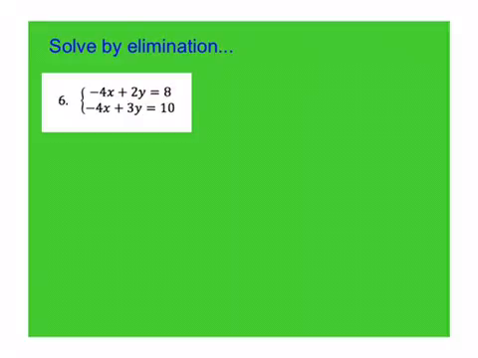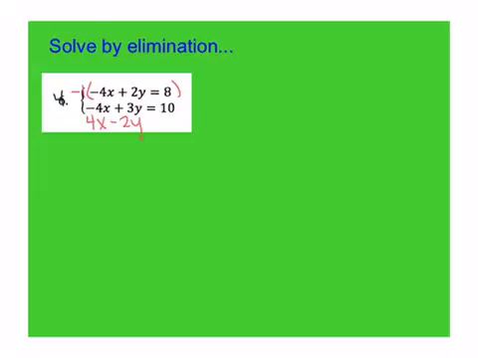So this actually ends up being our example number 4, and we run into the same issue we had before. When we add straight down, the x's do not cancel and the y's do not cancel. But because the x's already have the same number, we just need to make them one positive and one negative. So I'm going to change this one by multiplying by a negative 1. So I am now going to have a positive 4x, a negative 2y, and a negative 8. And now I can add those two equations straight down.